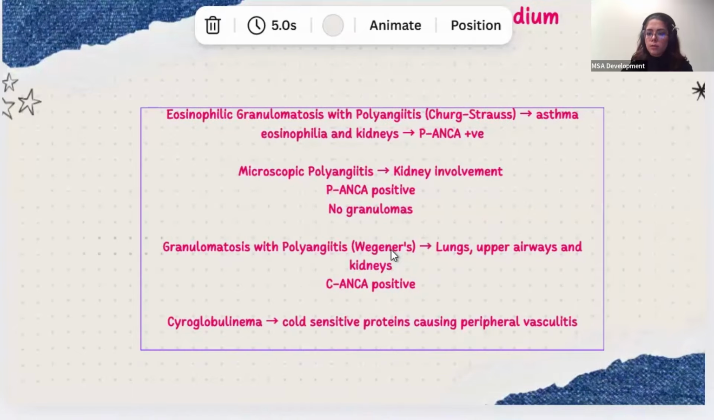Cryoglobulinemia is cold-sensitive proteins causing peripheral vasculitis. All of this you are going to be taking in CVP; I'm just adding it for completion. For Wegener's, the way Pathoma explained it is to draw a C on the patient: there's nasopharynx involvement, lung and upper airways involvement, and kidney involvement. That's how a C drawn on a sick person would look.